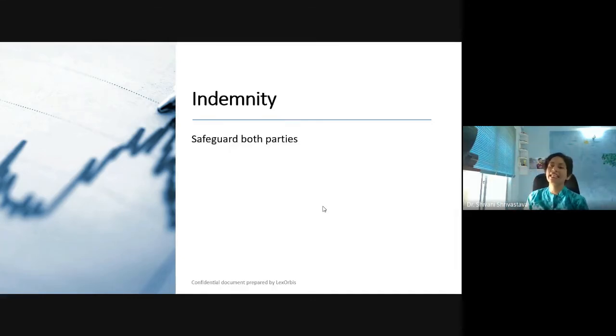Then there is an indemnity clause. This is to safeguard both the parties. For example, both the parties will mention this as per their interest. For example, during the manufacturing of the product, the licensee is infringing someone else's patent. Then, in this case, the licensor is not responsible for this. So here, the safeguard is with the licensor.